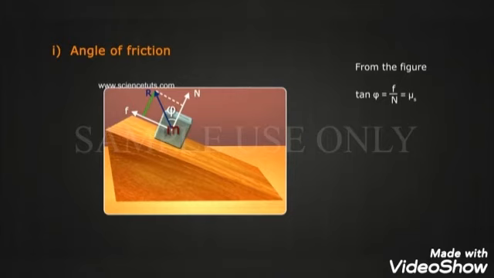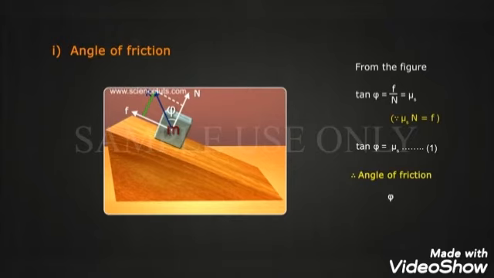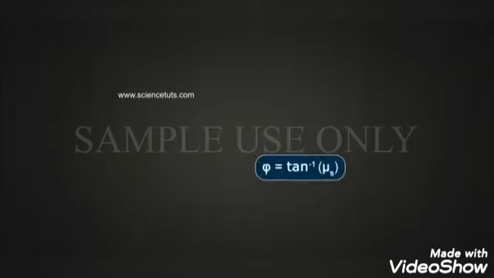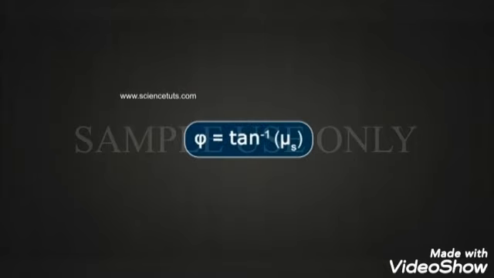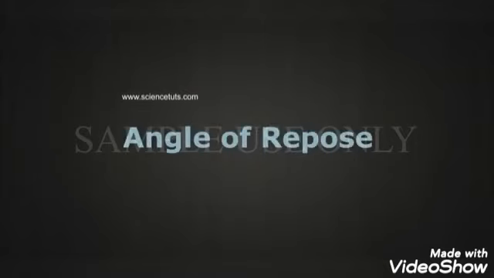From the figure, tan phi is equal to F by N, which is equal to mu s. Since mu s N is equal to F, tan phi is equal to mu s. This is equation number 1. Angle of friction phi is equal to tan inverse mu s. Therefore, phi is equal to tan inverse mu s.